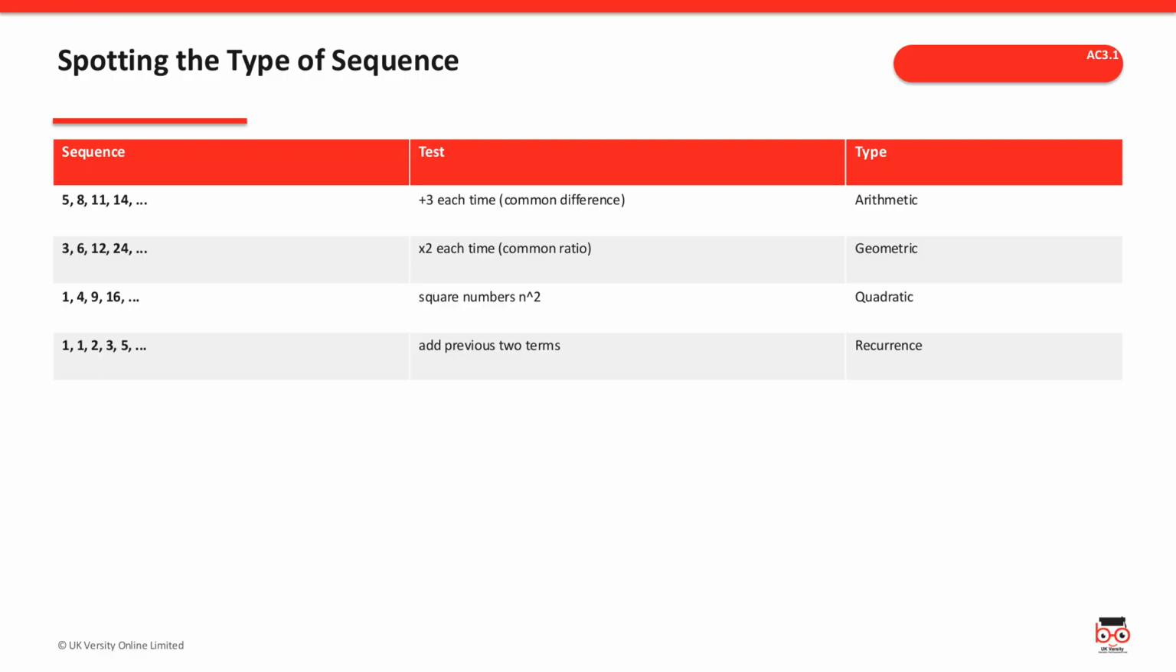5, 8, 11, 14 adds 3 each time, a common difference, so it's arithmetic. 3, 6, 12, 24 multiplies by 2 each time, a common ratio, so it's geometric. 1, 4, 9, 16 are the square numbers, a quadratic pattern, while 1, 1, 2, 3, 5 builds each term from the previous two, a recurrence, and that's the Fibonacci sequence you'll meet a lot in computing.